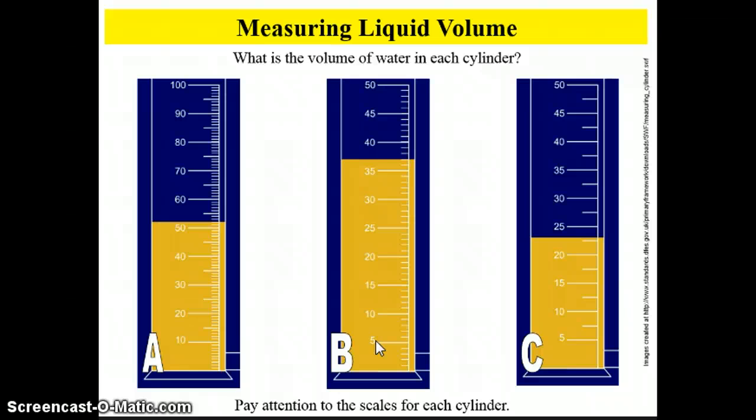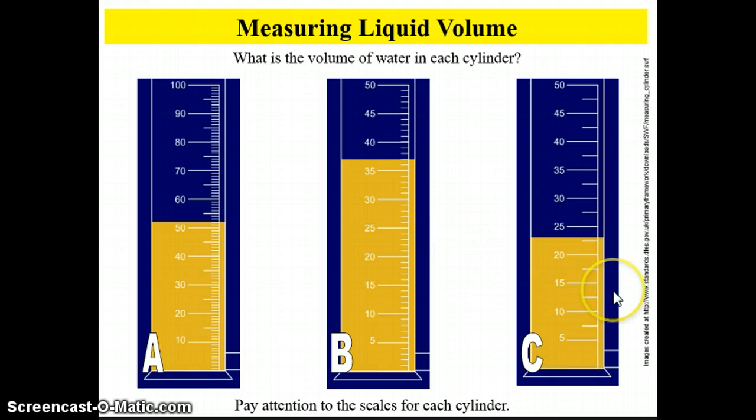Okay, we're going to go ahead and go over the answers. Looking at cylinder A. This cylinder looks like it counts by ones because it goes from 50 to 60 and there's 10 lines in between. So our volume for cylinder A is 52 milliliters. That was the correct answer. For cylinder B, this cylinder counts by fives, so we have 4 lines in between. 35 is here, 36, 37. So for cylinder B, our volume is 37 milliliters.